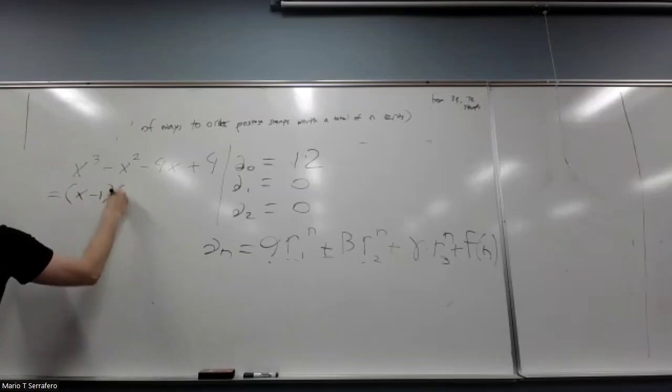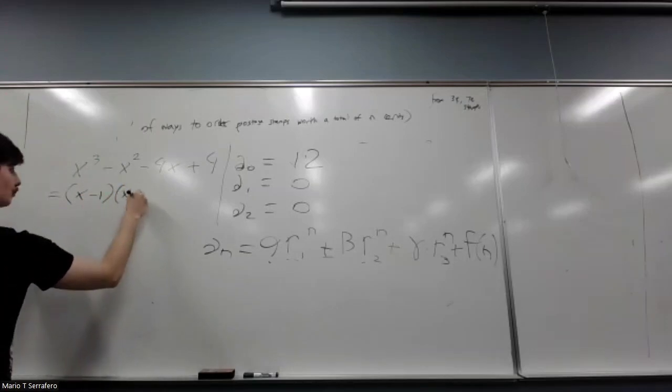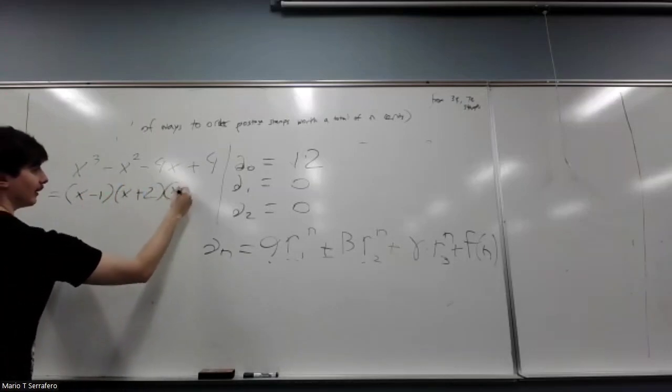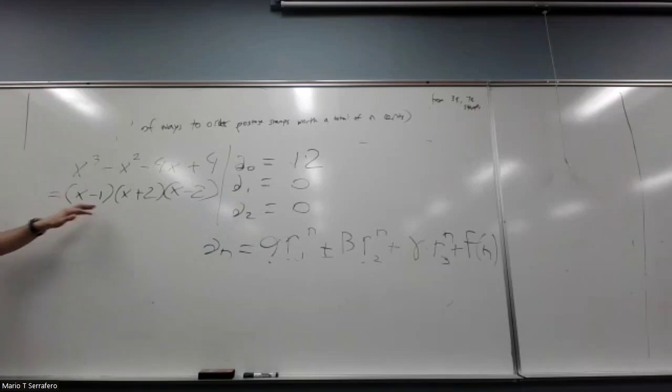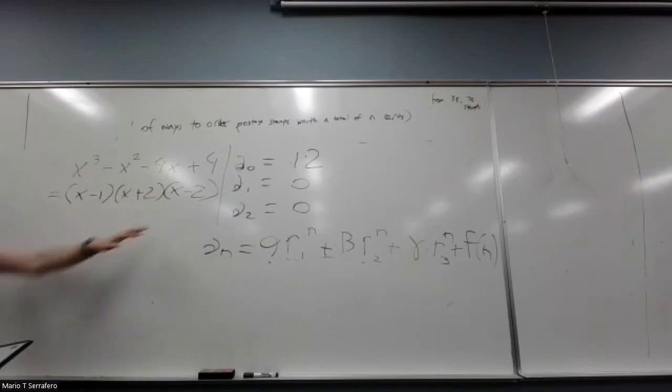So that factorization is x minus 1, x plus 2, x minus 2. If you need some review, we can look at the roots, because we look at these different terms and we see that if I plug in 1, this is going to be 0, so it's going to zero out the whole thing. If I plug in negative 2, it's going to zero out the whole thing.